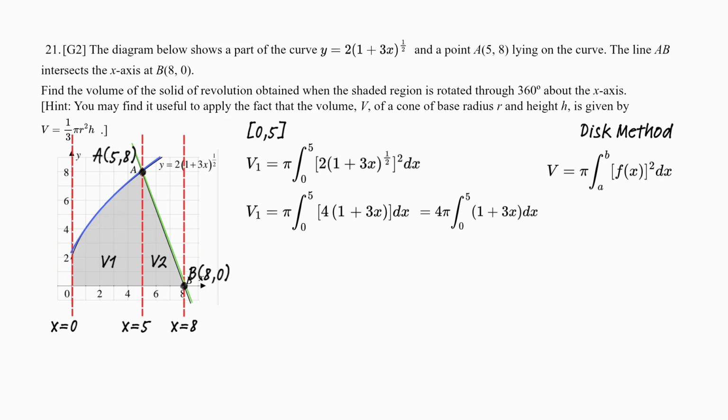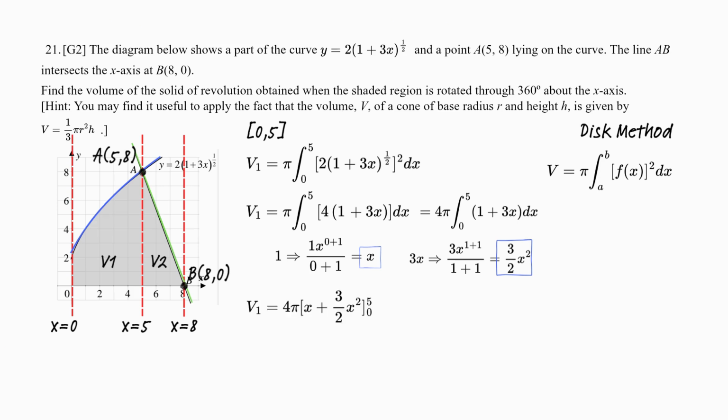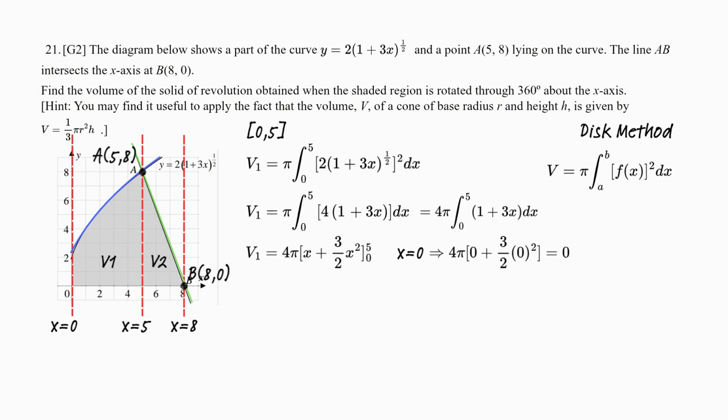Now we integrate our terms. Term 1 will become x. Term 2, 3x, will become 3x squared over 2. So our integral is 4 pi times the quantity x plus 3x squared over 2, to be evaluated from 0 to 5. Since our lower limit is 0, the answer will be definitely 0.